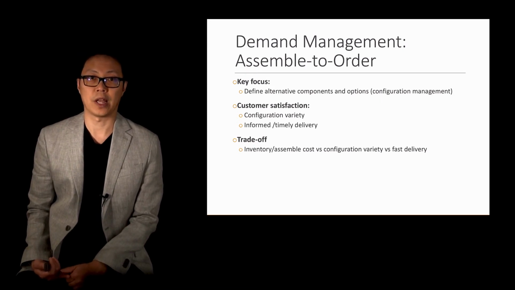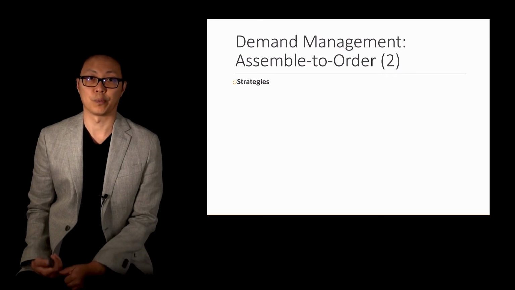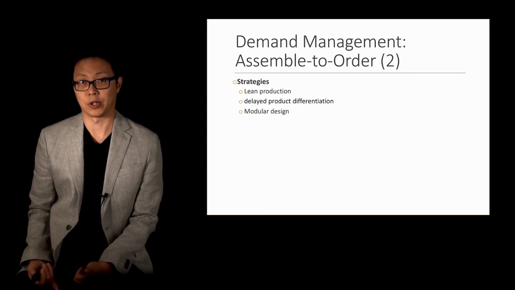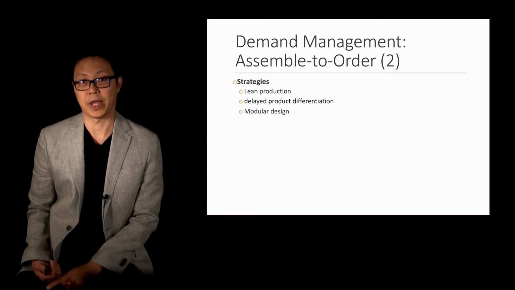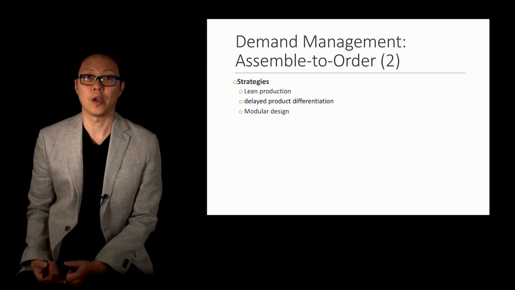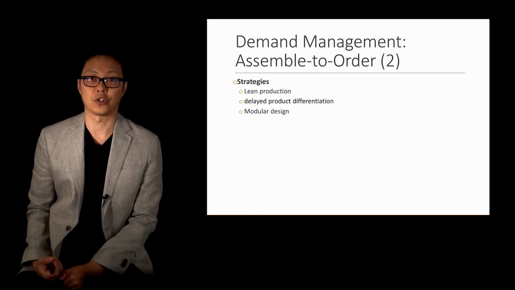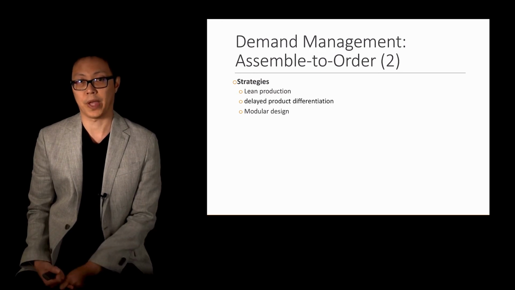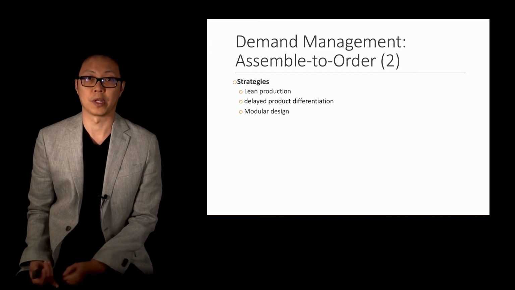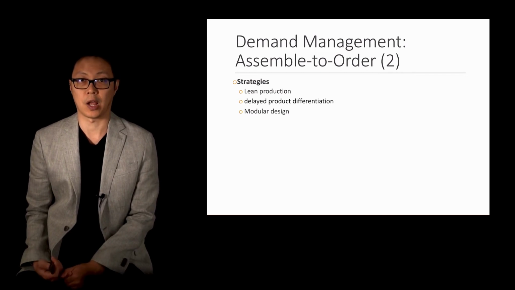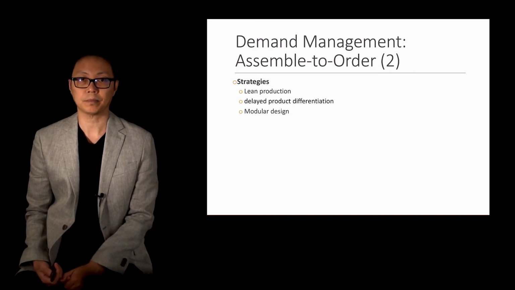Some strategies that you can use to overcome such issues would be to rely on lean production or try to delay product differentiation to the very end. Or you can try to use a modularized design. For example, when you go to a pen shop, although you can choose hundreds of different colors for your pen, white pen will be the only color a store carries because they will be able to change to the color you want in the end.